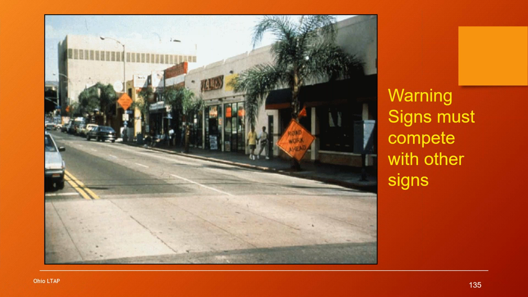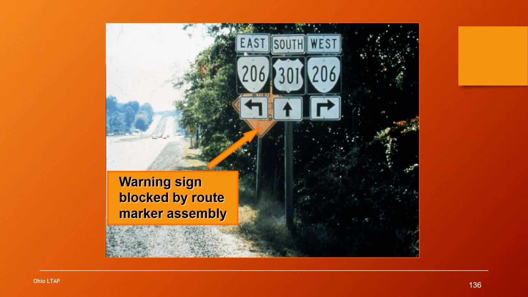Here we have a sign that was installed right behind a road marker. I don't know how this happened, but you don't want existing signs to block your signs. Obviously, you can adjust the location of that sign so people can actually see it.